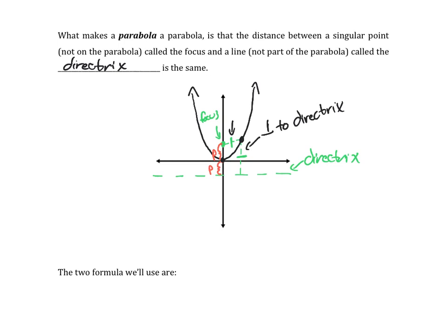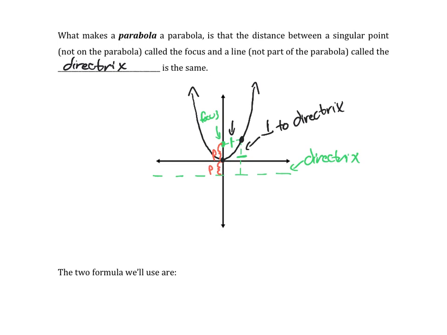And so the focus to the origin is P, thus the distance from the origin to the directrix should be P. That is the definition of a parabola. Again, the distance between the focus and a point on the parabola, and a point on the parabola and the directrix should be equal. Thus, those two P values should be equal. So that is our definition of the parabola.